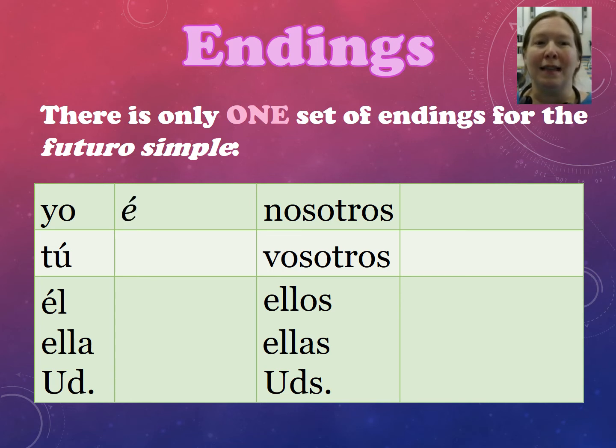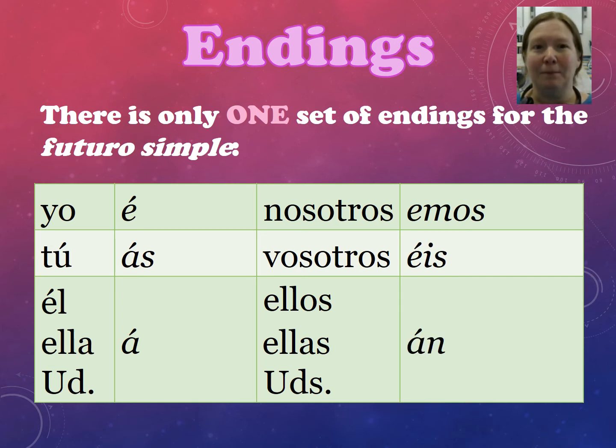For yo, it is é. For tú, it is ás. Él, ella, usted, á. Nosotros, emos. Vosotros, éis. Ellos, ellas, ustedes, án.